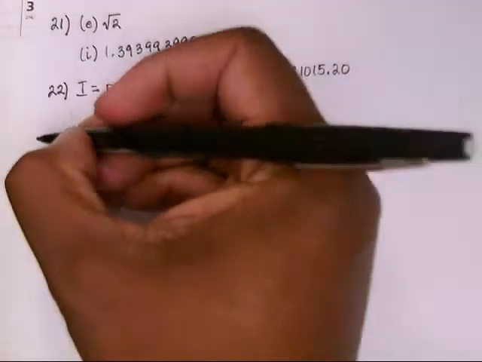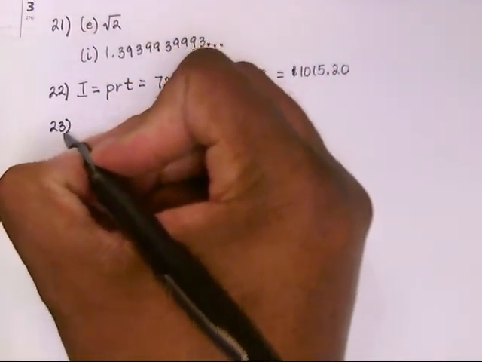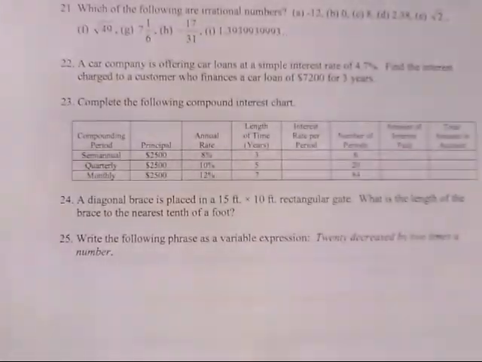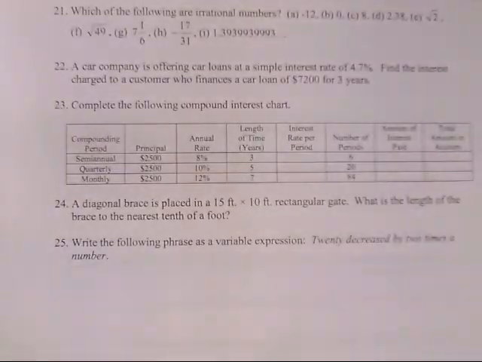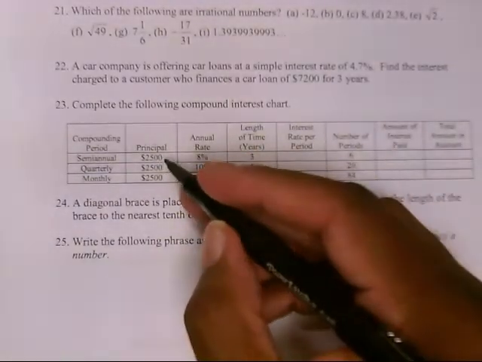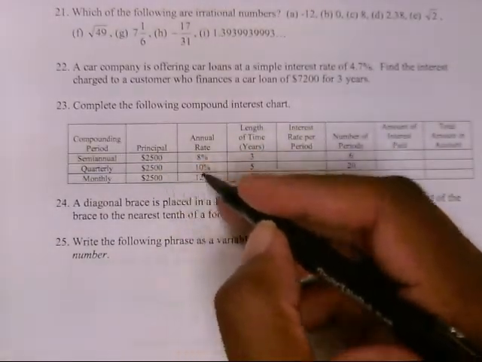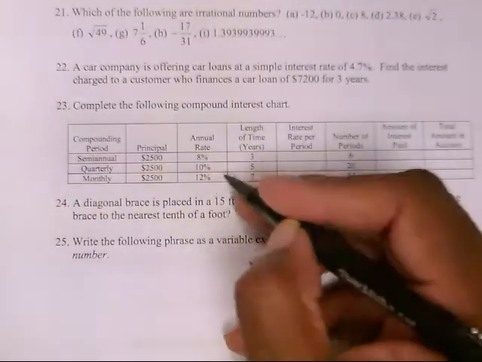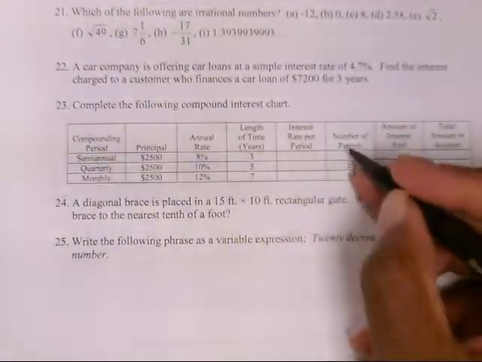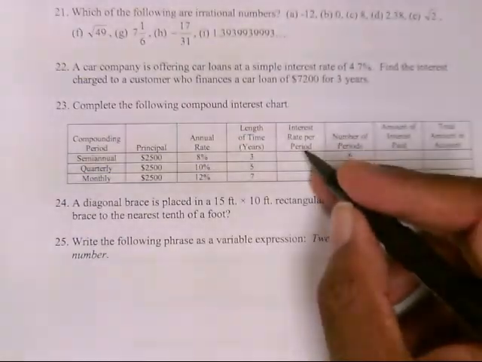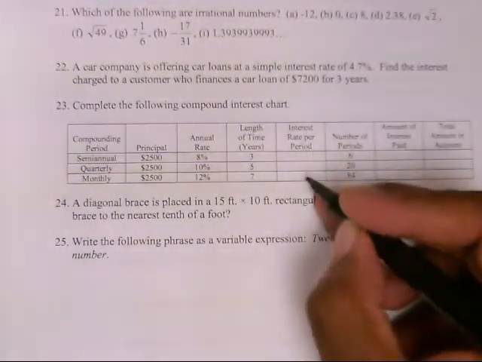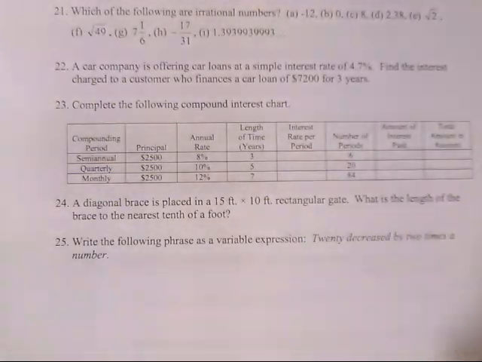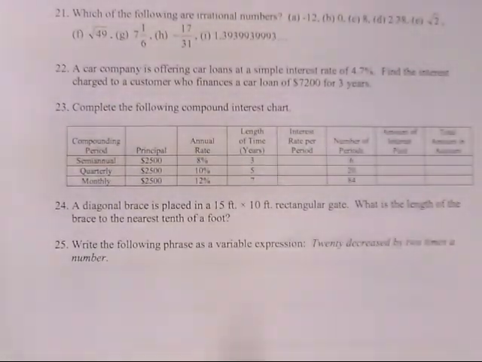Now number 23 is a chart that you're going to have to complete. It deals with compound interest. For each one of these, the principal is $2,500. Each one you have a varying annual interest rate, the length of time given here, the number of periods given here. We need to find out what the interest rate per period is going to be, the amount of the interest paid, and the total amount in the account.